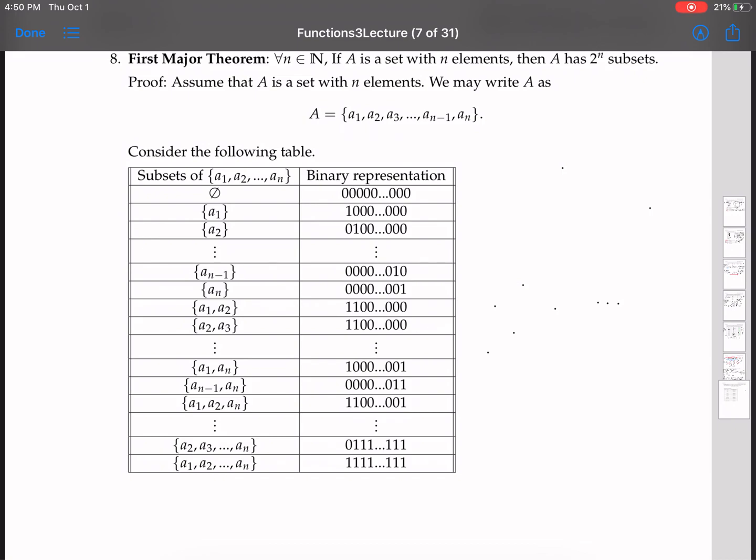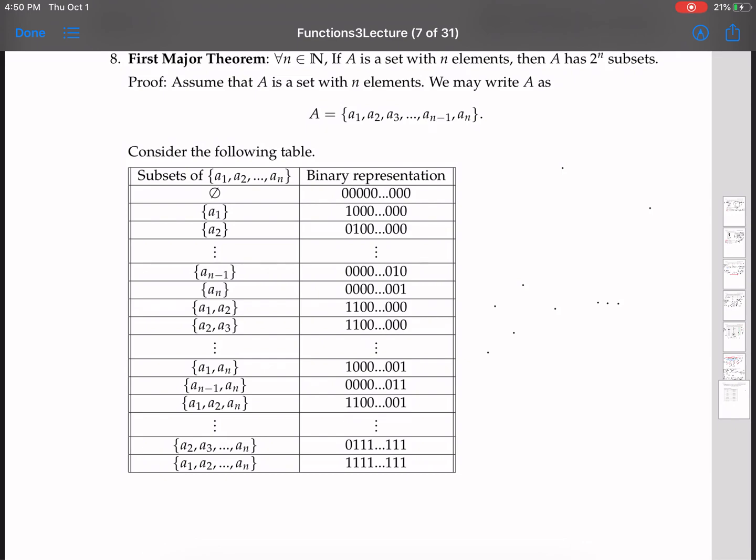So if a set has 3 elements, then it has 2 to the third, or 8 subsets. And here we will see why. And we will see why using this ingenious representation of the subsets as binary numbers.